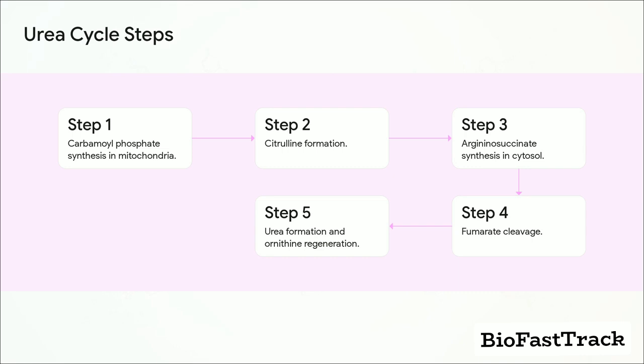Step 1, ammonia and carbon dioxide condensed to form carbamoyl phosphate. This is catalyzed by CPS1 in the mitochondria, and heads up, this step costs 2 ATP. Step 2, it combines with ornithine to form citrulline. Step 3, now we're out in the cytosol, and it condenses with aspartate to form argininosuccinate. Step 4, this gets cleaved to release fumarate, which, by the way, is a super neat connecting link right back to the Krebs cycle. And finally, Step 5, arginase cleaves arginine to form our ultimate target, urea, while regenerating ornithine to keep the whole cycle spinning.